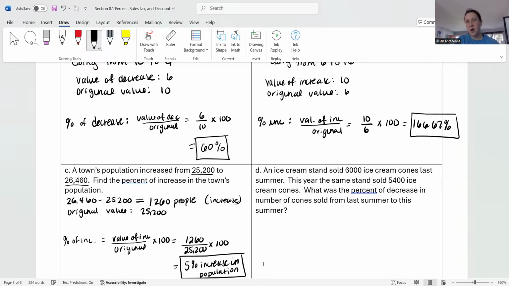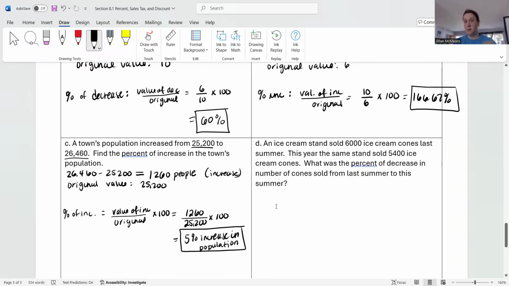So they're not too bad. They're not really hard to do. You just have to sometimes do that extra step to actually calculate the increase or the decrease. Okay. So part D, an ice cream stand sold 6,000 ice cream cones last summer. This year, the same stand sold 5,400 ice cream cones. So they didn't sell as many this year compared to last year. What was the percent of decrease in the number of cones sold last summer to this summer?